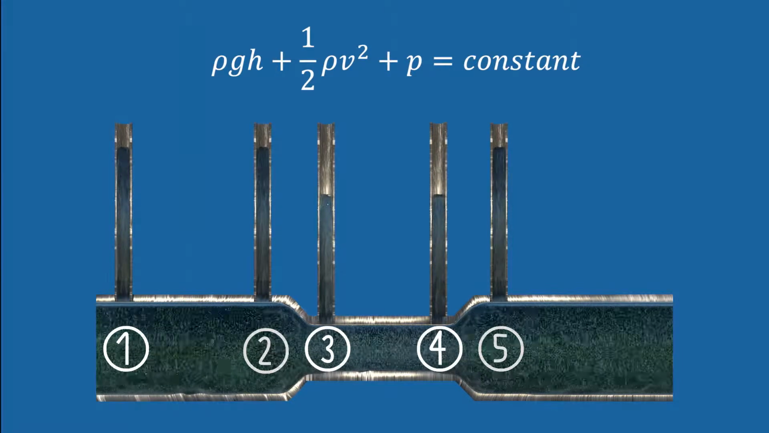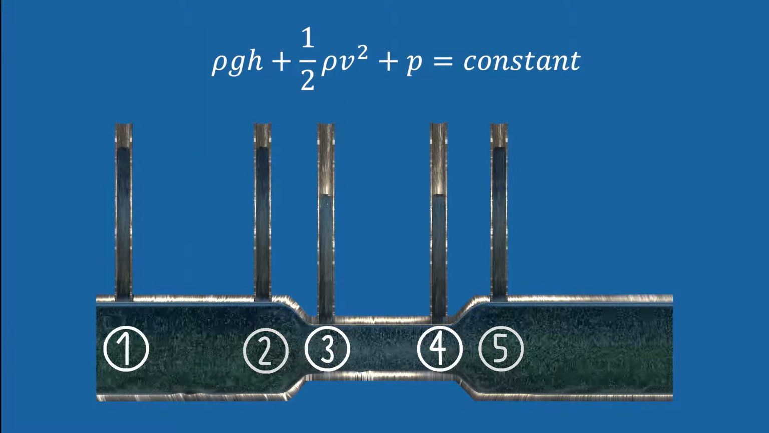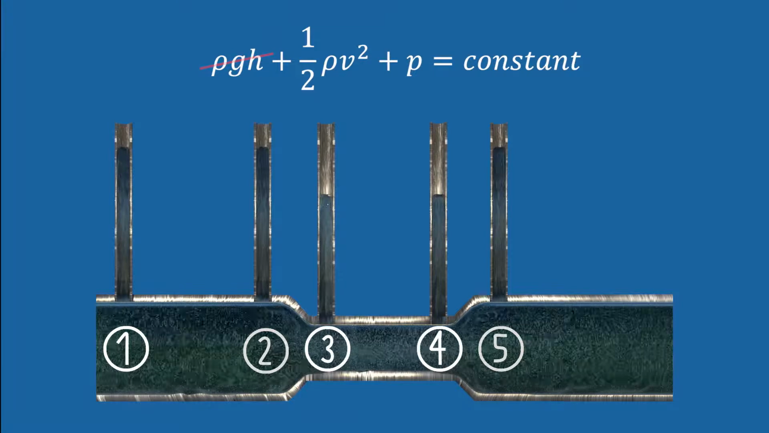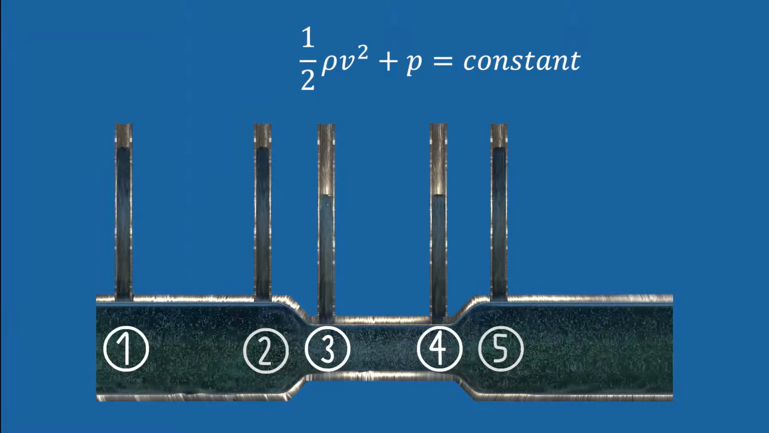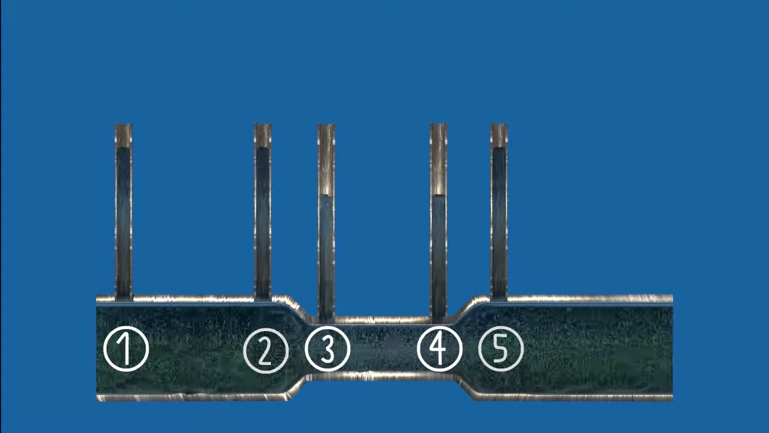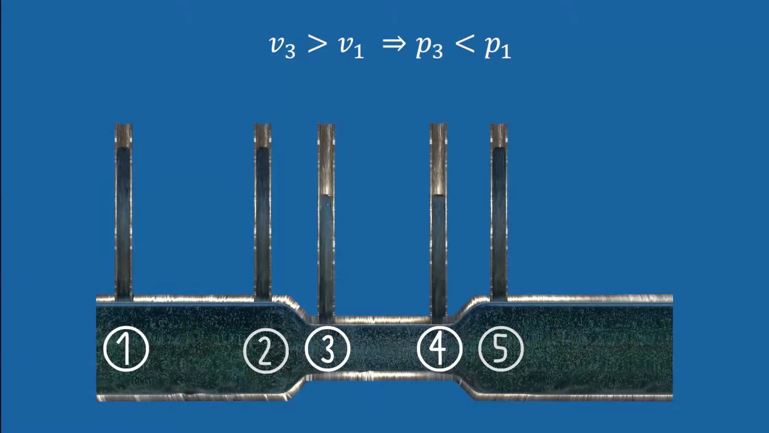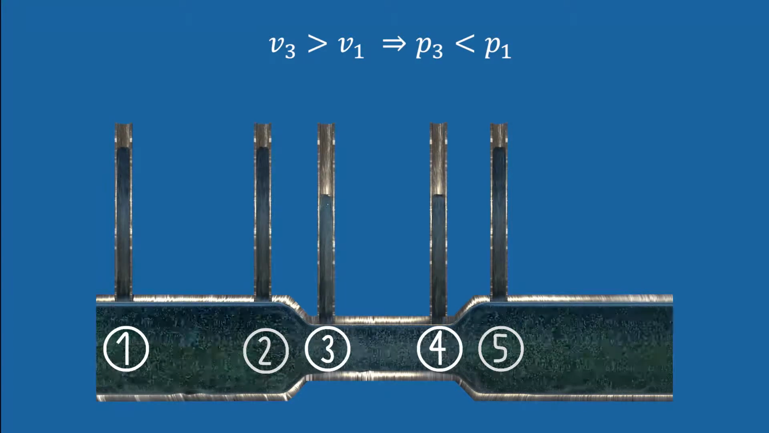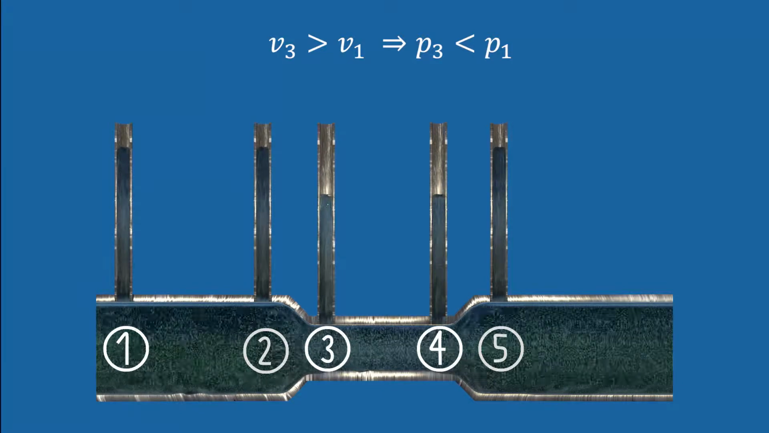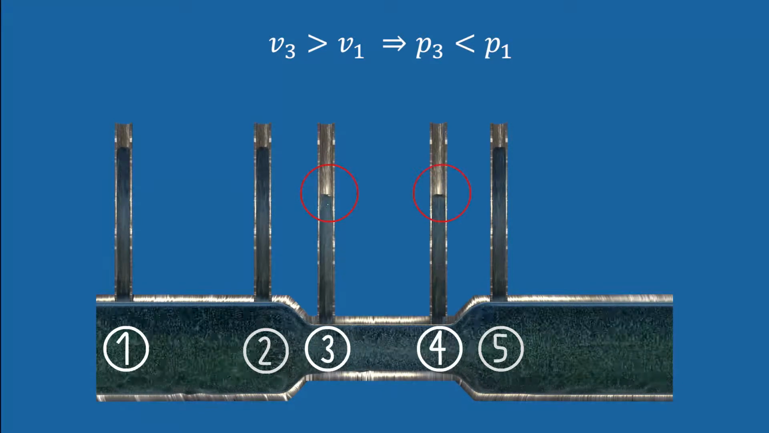In this case, the stream tube runs horizontally, which means that the gravitational pressure is constant and therefore cancels out in the equation. The sum of the kinetic pressure and static pressure is therefore constant. As the pipe narrows, the velocity increases due to continuity. Bernoulli's equation then tells us that the static pressure must decrease as the pipe narrows, which we can see from the lower water columns at cross-sections 3 and 4.